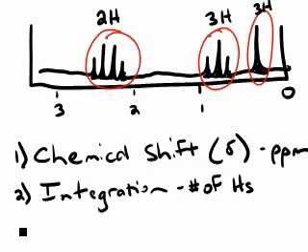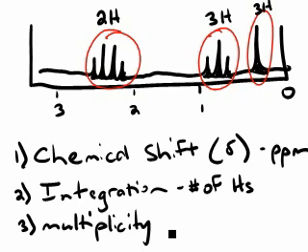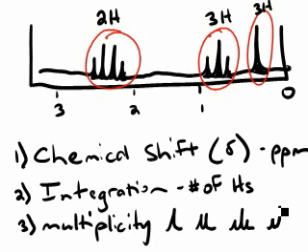That's the integration. And the third characteristic of every signal is the multiplicity. Is it a singlet? Is it a doublet? Is it a triplet? Is it a quartet? Singlet, doublet, triplet, quartet, that's an issue of multiplicity. And what that tells you is the number of neighboring protons. In other words, here we have a quartet. 1, 2, 3, 4. It's a quartet. Here you have 1, 2, 3.